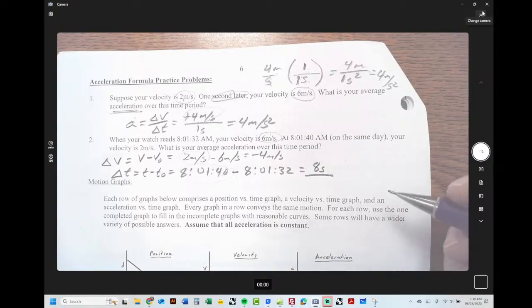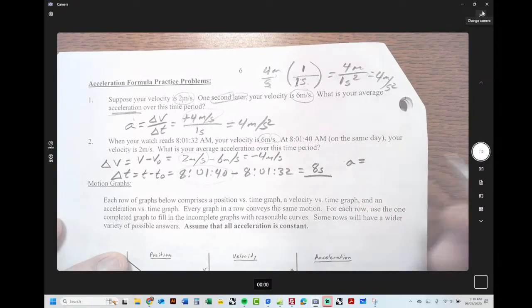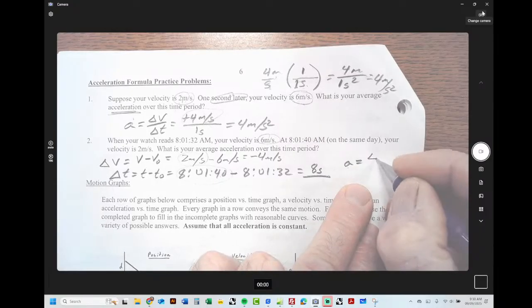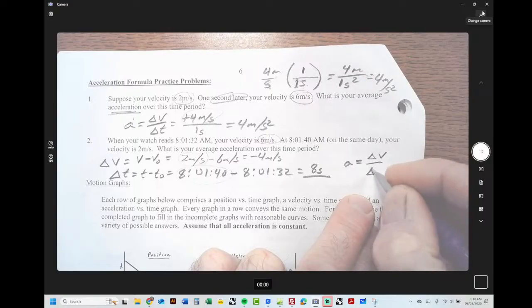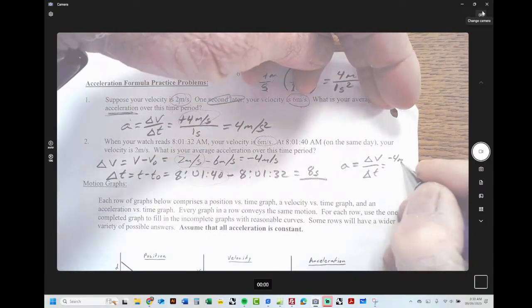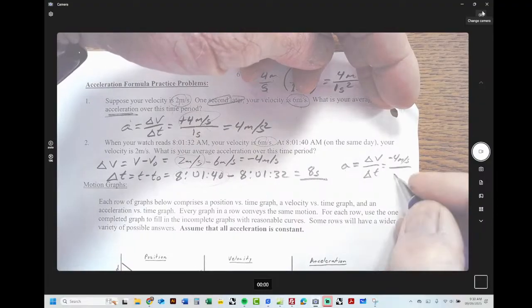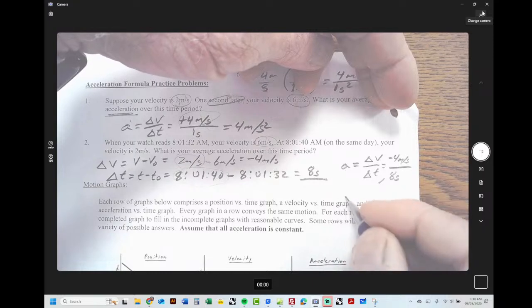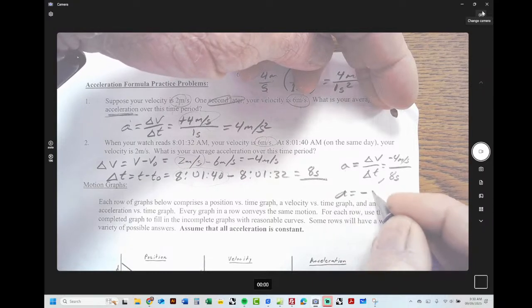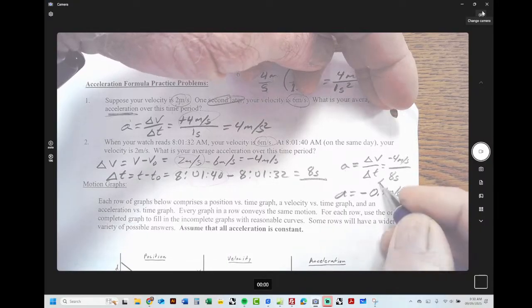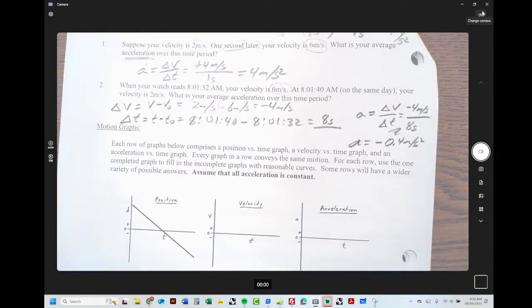Okay, so has anybody got the final answer? What's the acceleration? Yeah, Branston. Negative 1/2, yeah. So the change in velocity over change in time, and the change in velocity is negative 4 meters per second, and the change in time is 8 seconds. So A equals negative, you can call it negative 1/2 or negative 0.5. All right, so we'll do more in a little while.